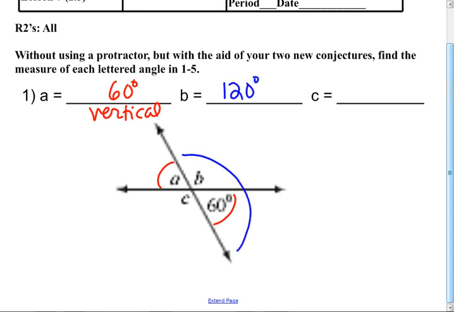Really, anytime you make a statement, you better be able to tell me why. I'm not going to ask you why all the time. But when you go into your upper level classes, and I don't care if it's math or something else, you might have to explain why. So this is 120 degrees, because these are linear pairs. So how big is C then? How big is C? 120.